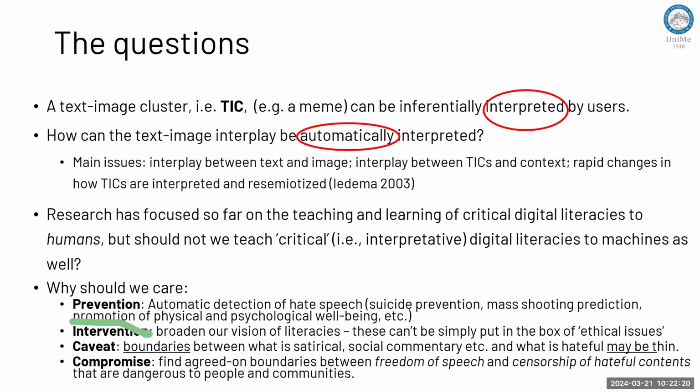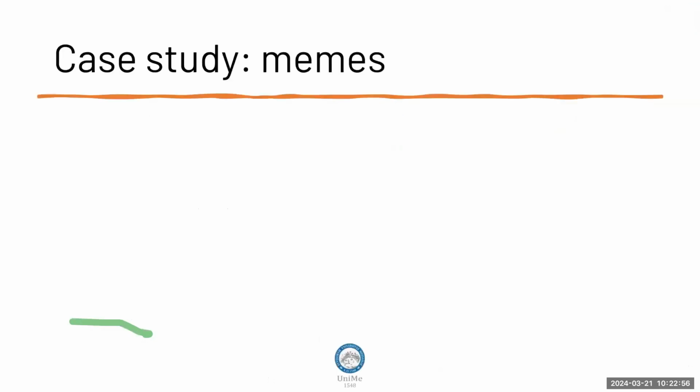Maybe a realistic compromise is to find agreed boundaries between freedom of speech and censorship of hateful content that is dangerous to people and communities. In other words, an idea could be to refer to national laws and understand what is sanctioned in a specific cultural context should be just pulled down from the net. So, trying to develop models that can be somehow customized to different communities and to different legal systems.